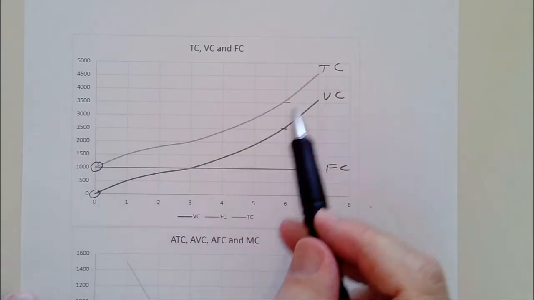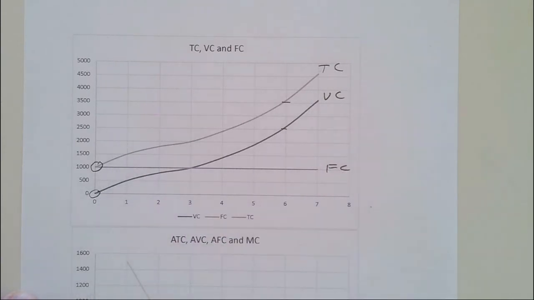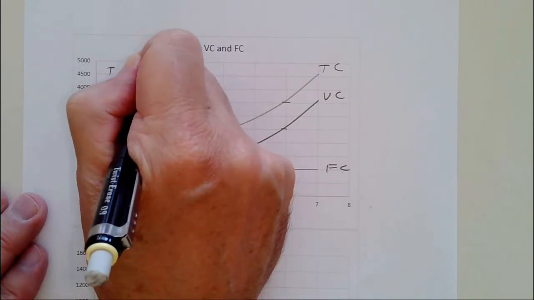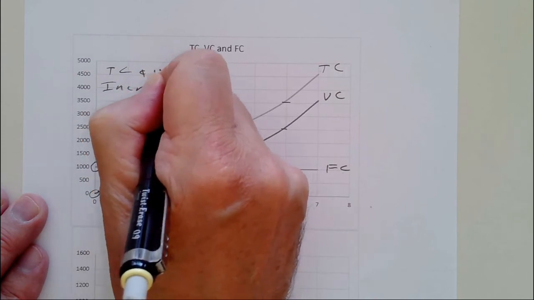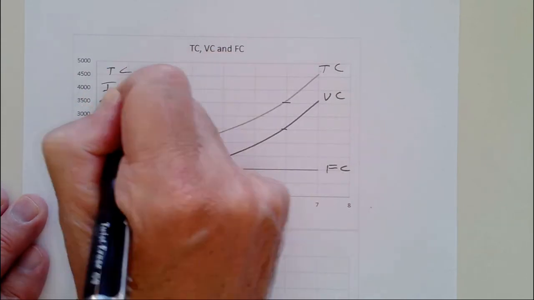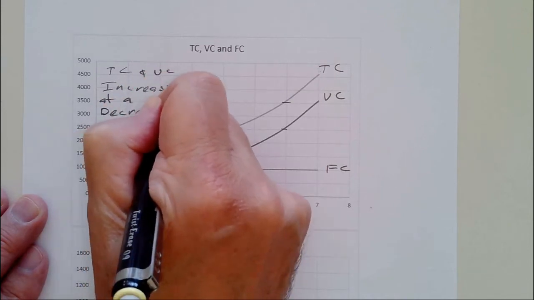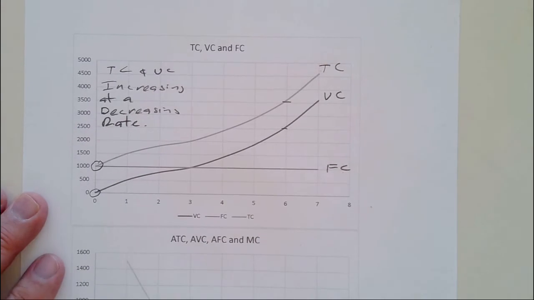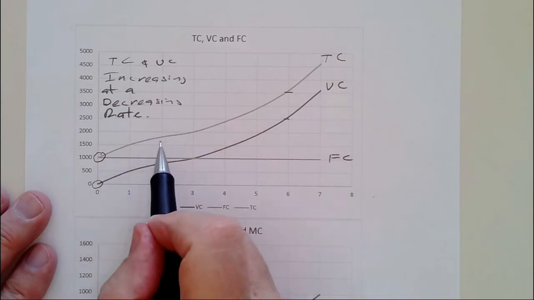Notice they are not straight lines, they are curved in shape. They start out flat. Initially my total cost and variable cost are increasing at a decreasing rate. Why is that? Because we have increasing marginal returns. My marginal cost is positive, but it's falling. And so these rise at a slower rate.